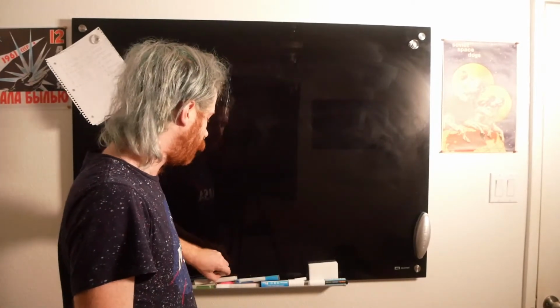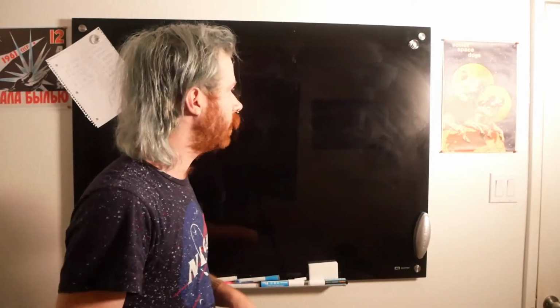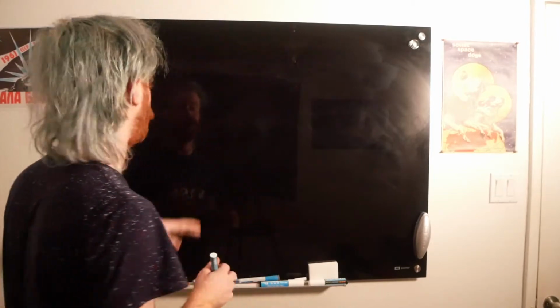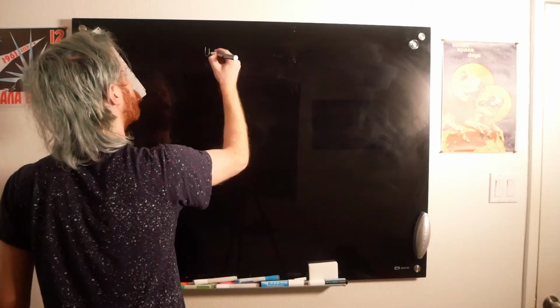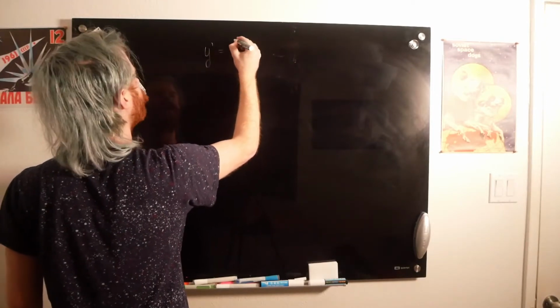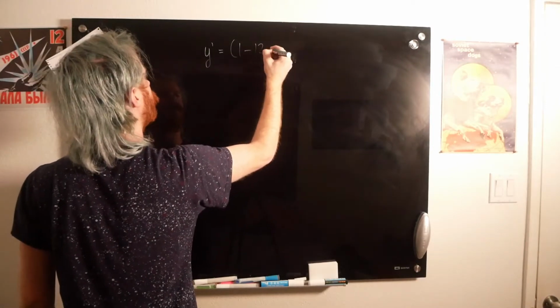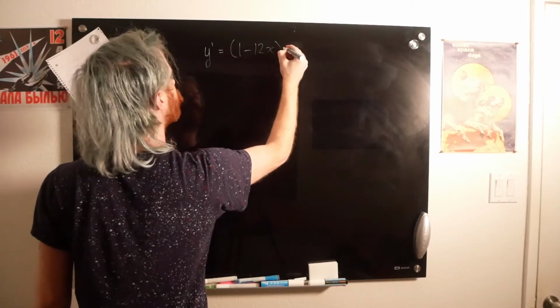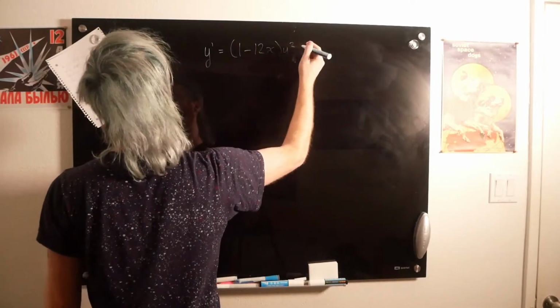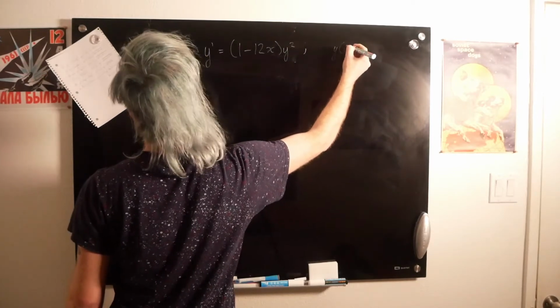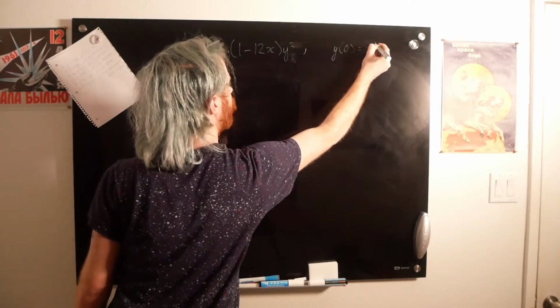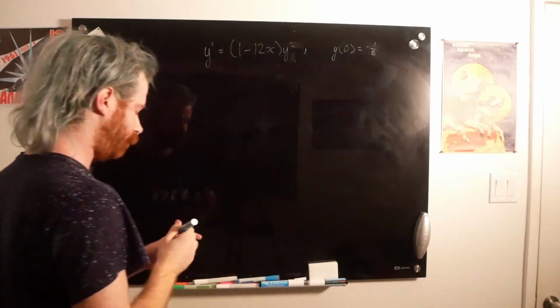Today we're going to be doing a little bit more separable equations, but it's going to be with an initial value given. So let's work on this first problem. y prime equals 1 minus 12x times y squared, where y of 0 equals negative 1 over 8.